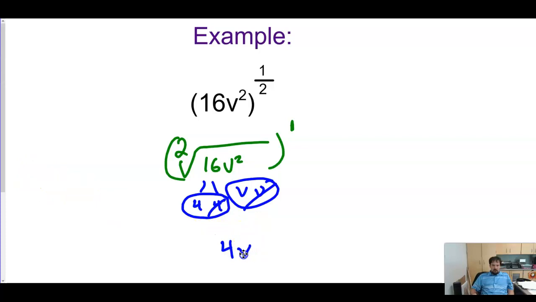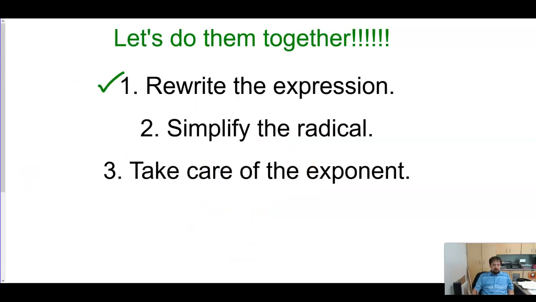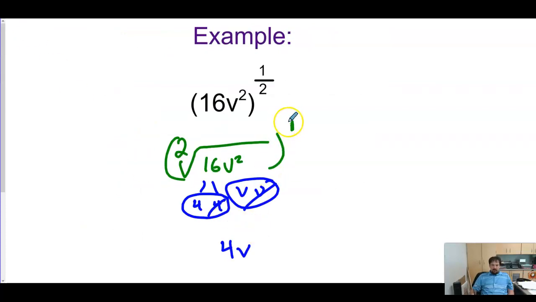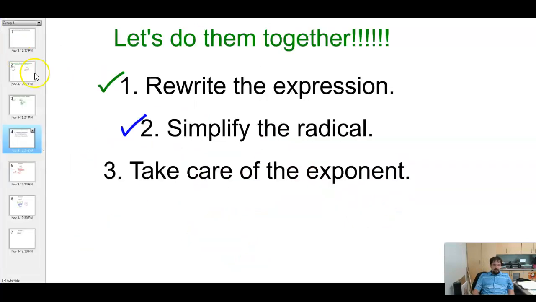Bring this down here. Okay, so there, I just simplified the radical. Now we need to take care of the exponent. In this case, my exponent is just 1. So I have 4v to the first power. 4 to the first power is 4. V to the first power is just v. So my answer is just going to be 4v. And there's my answer right there. Okay? Alright, let's go ahead and move this down here.